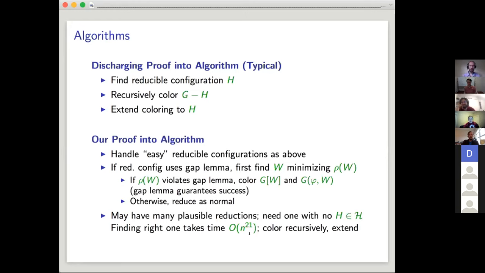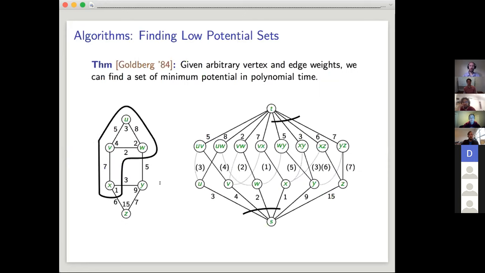All right, so one more thing to mention briefly. There's a cool general thing: any time that you have some sort of weight function where the vertices have some weights and the edges have some weights, and you're trying to find the set with minimum rho, you can do that with a reduction to max flow min cut. And this is not our result. This is a result of Goldberg from almost 40 years ago.